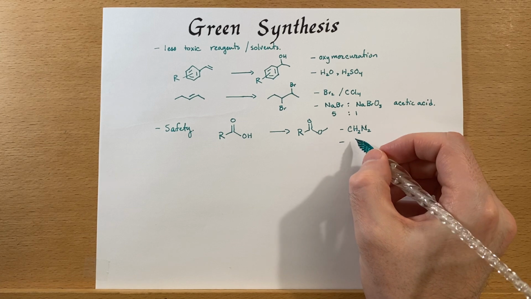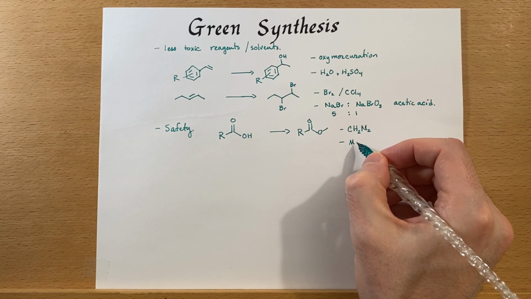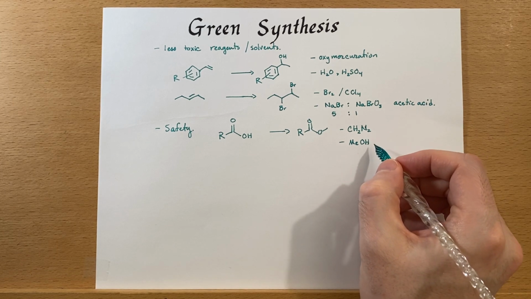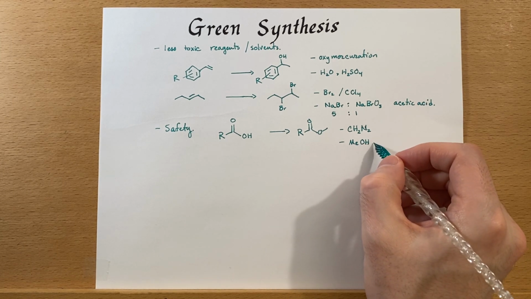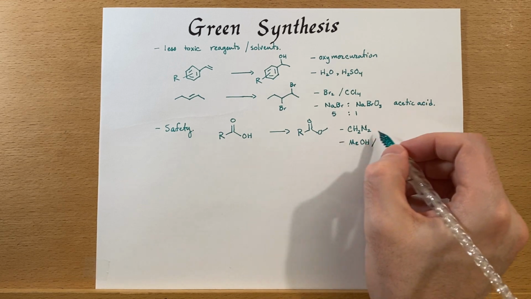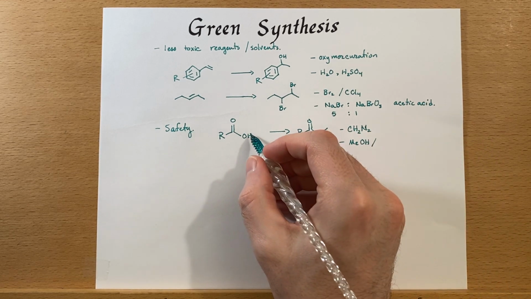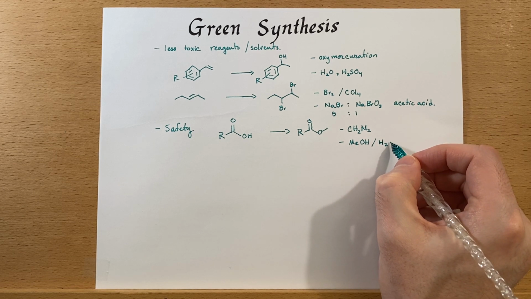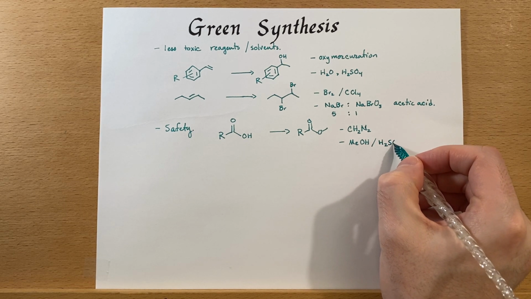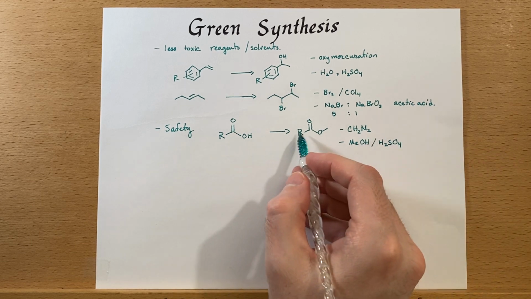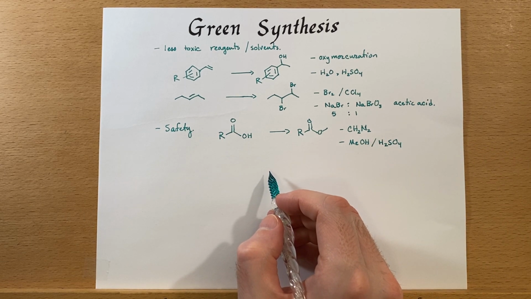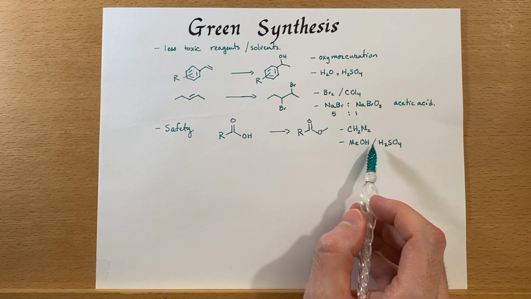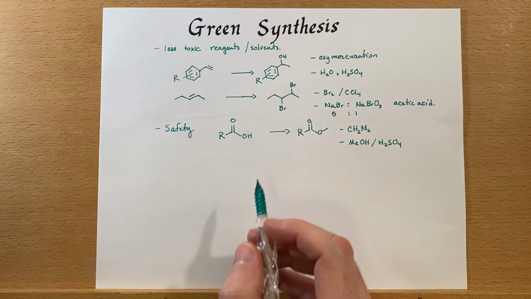And I know everybody thinks that chemistry is about explosions, but it's really nice when things don't blow up in an uncontrolled way. What we could do instead is place this in methanol and use some sulfuric acid as a catalyst and affect this transformation. Now, you may not get as high of a yield, but it is significantly safer.